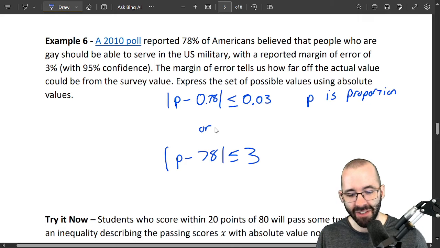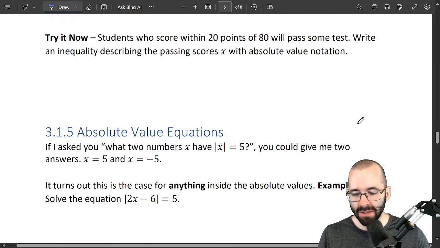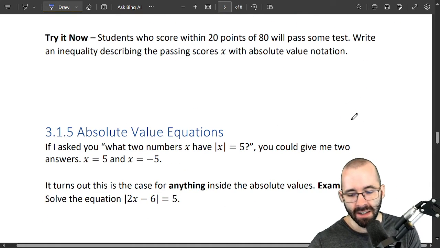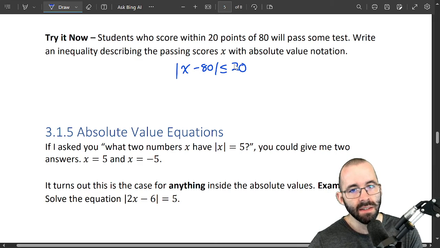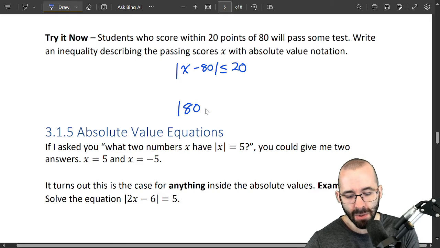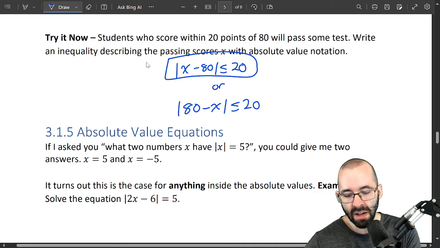So either one of these is going to be fine. Pause the video. Try to do the same kind of thing. Students who score within 20 points of 80 will pass some test. Write an inequality describing the passing scores, which we'll call x, with absolute value notation. So the distance between x and 80 should be less than or equal to 20 points. Also, if you wanted to write the distance between 80 and x, it should be less than or equal to 20 points. That's the same, right?